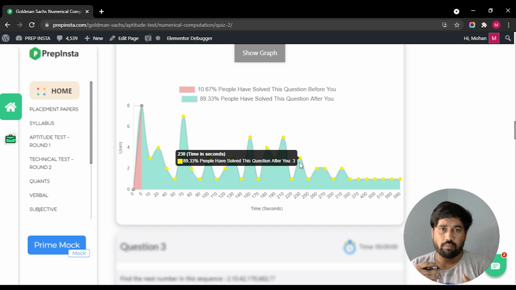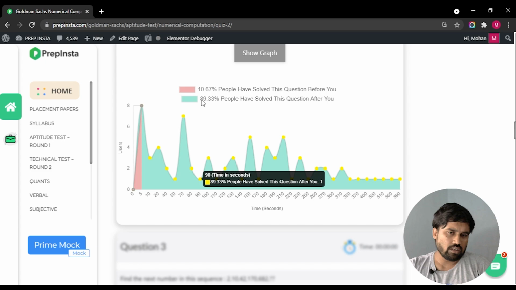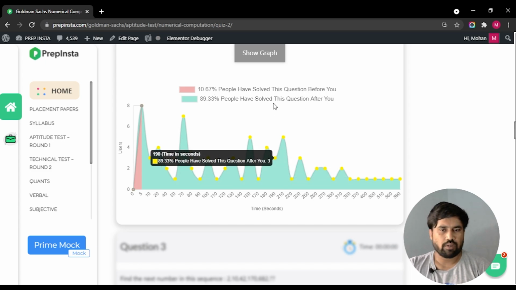So in order to get your best, you have to compare with others so that you can improve yourself day by day, practicing a lot of quizzes and mocks. Just look here. For example, I attempted the question. So 10% of people attempted before me and 90% attempted after me, round figure.